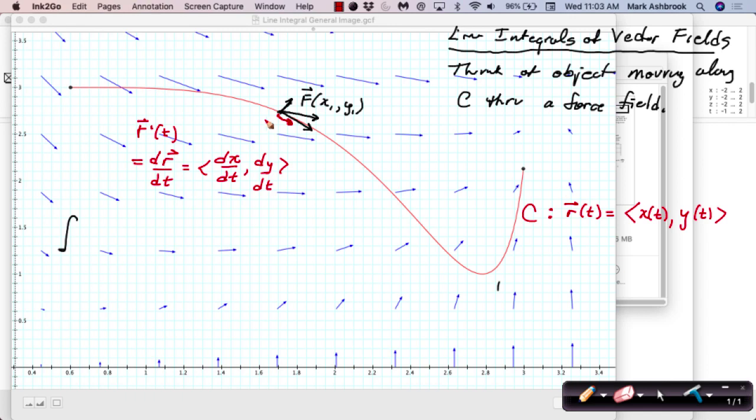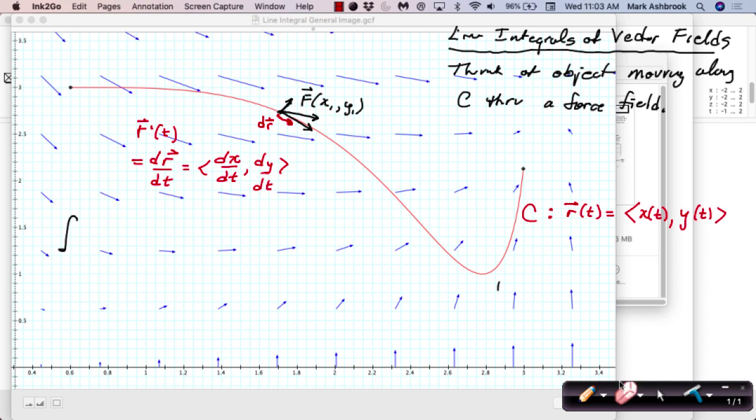So this is what? This is our little dr vector. I want as much of F that's in the direction of dr. How do I get the amount of F in as much as it's in the direction of dr? Remember that? Dot product. That was our dot product meaning.